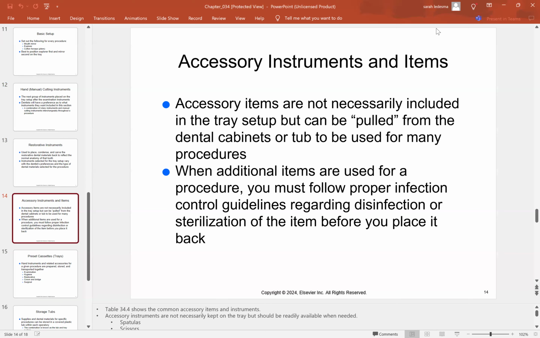Accessory instruments and items are not necessarily included in the tray setup, but can be pulled from the dental cabinets or tub and used for many procedures. When additional items are used for a procedure, you must follow proper infection control guidelines regarding disinfection or sterilization of the item before you place it back.